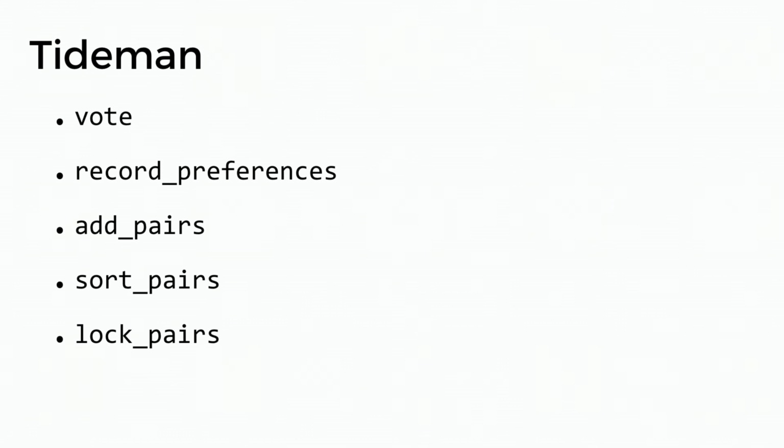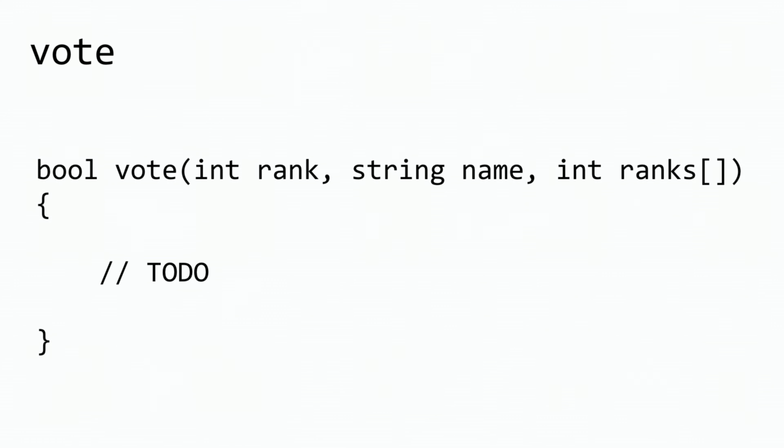So what are the functions you actually need to write in order to implement Tideman? You're going to implement a vote function, a record preferences function, and then a bunch of functions to deal with pairs: add pairs, sort pairs, and lock pairs, and finally, a print winner function to print out the winner of the election. Let's take a look at these one by one.